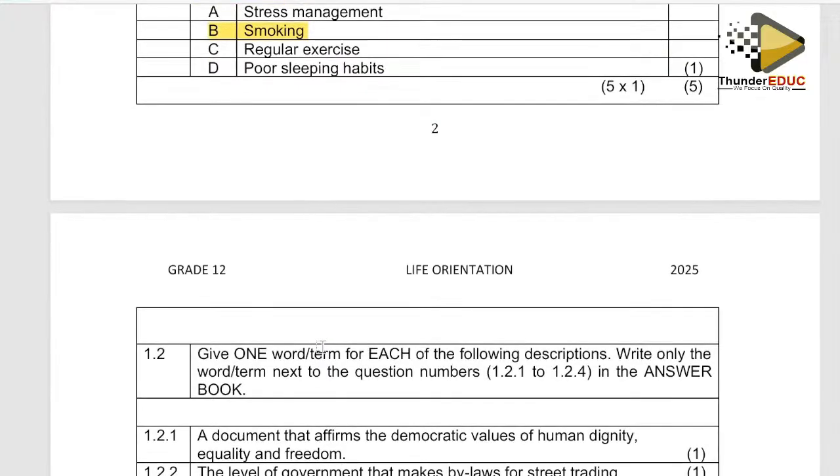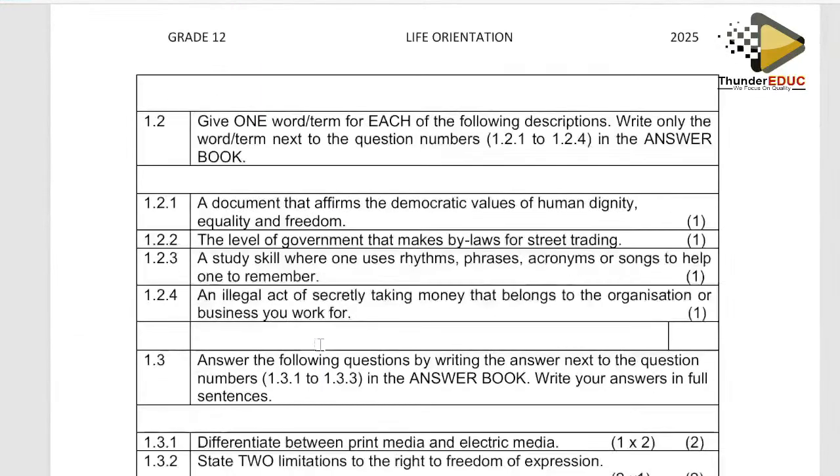Now, let's move on to 1.2. When we come to 1.2, the question requires us to give one word or term for each of the following descriptions. Write only the word or term next to the question numbers 1.2.1 to 1.2.4 in the answer book.